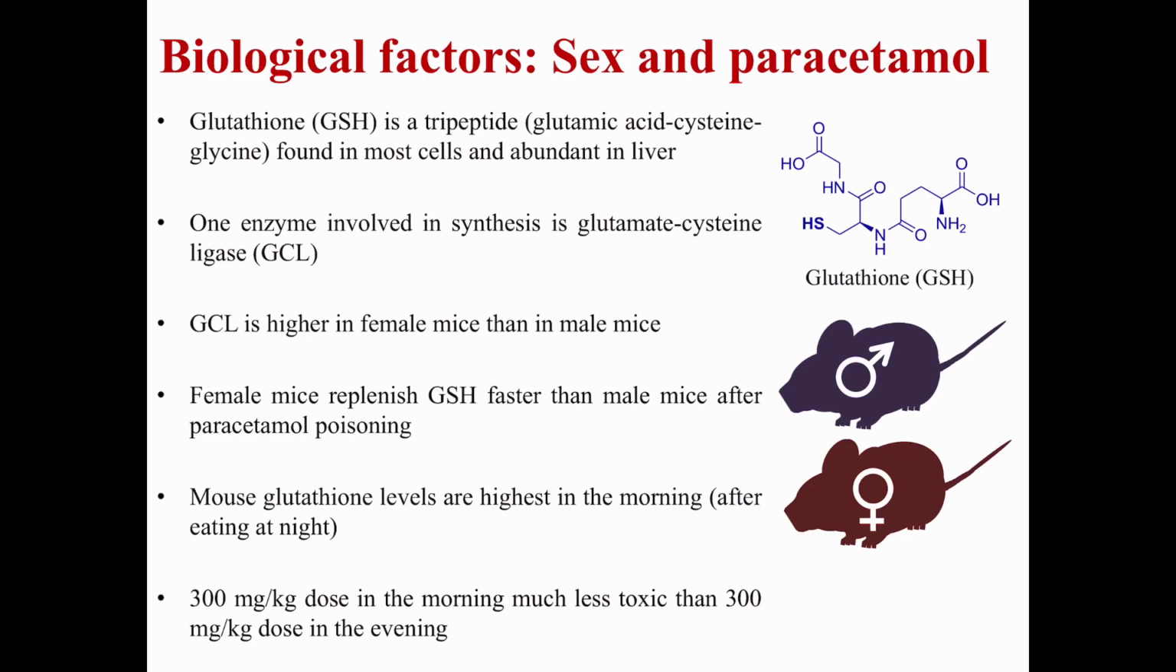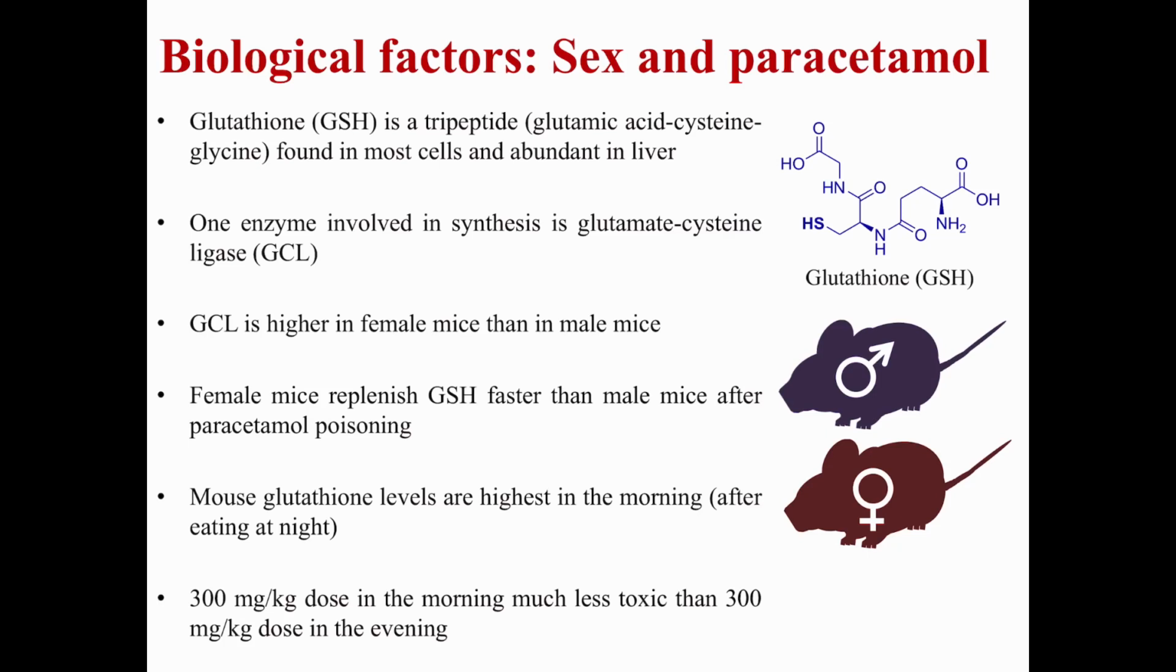There can also be sex differences within a species. A good example of this is with glutathione conjugation in mice. As we have seen already, glutathione is a tripeptide with the 3 amino acids, glutamic acid, cysteine, and glycine, found in most cells and abundant in the liver. One enzyme involved in synthesis is glutamate cysteine ligase, or GCL. GCL is higher in female mice than it is in male mice. It has been found experimentally that female mice replenish glutathione faster than male mice after paracetamol poisoning.